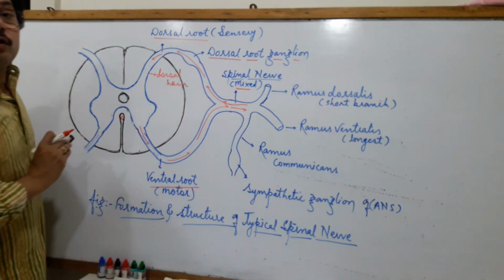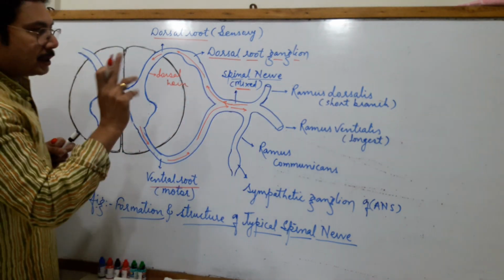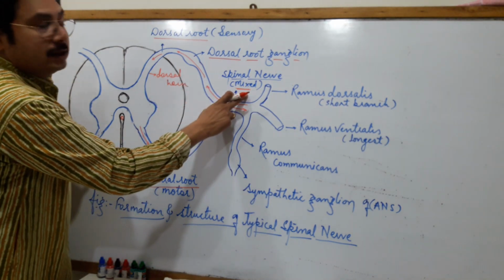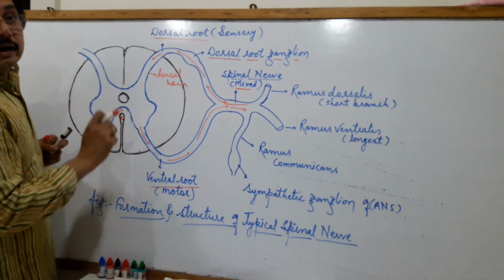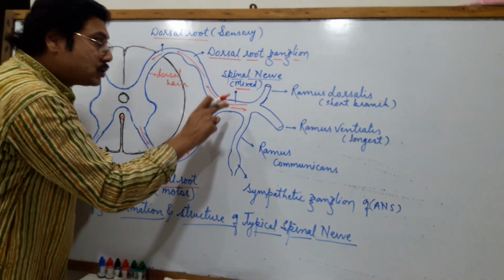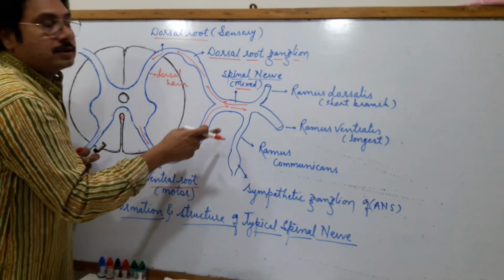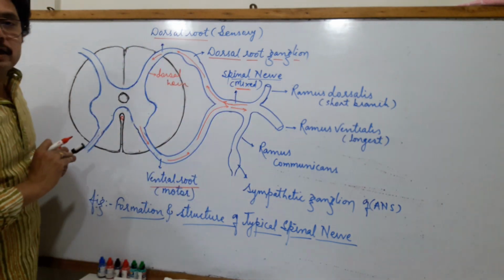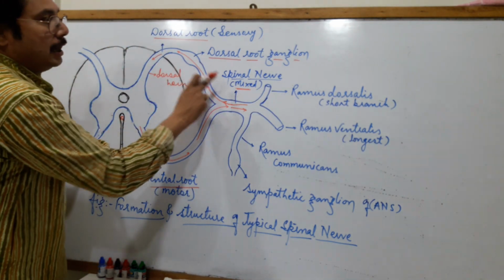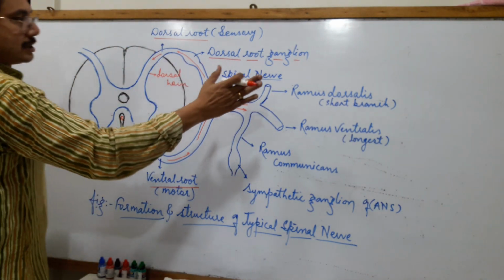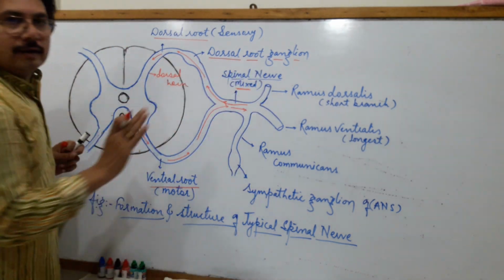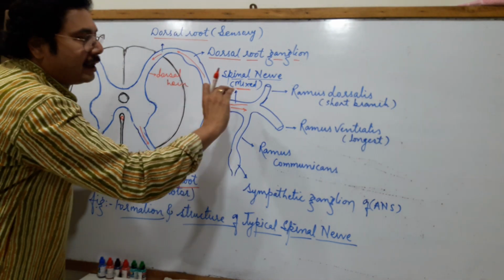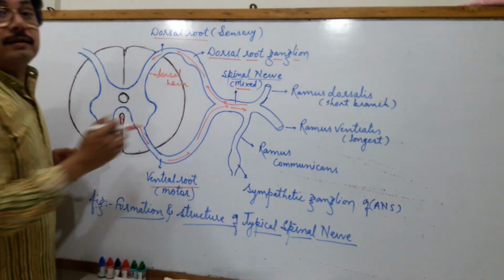Why are these spinal nerves always mixed in nature? You have to say that every spinal nerve is formed after the joining of the sensory dorsal root and the motor ventral root. So having both types of nerve fibers, it is called a mixed type of nerve. So spinal nerves are always mixed type on either side, and such a mixed spinal nerve comes out through the small gap between the adjacent vertebrae.